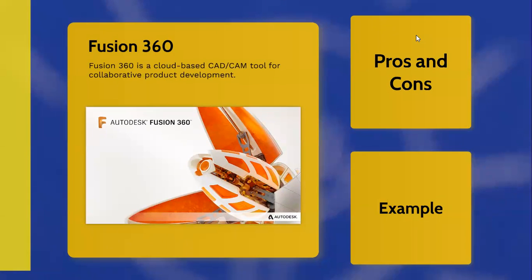Next is Fusion 360. Fusion 360 is a very precise cloud-based CAD CAM tool for collaborative product development. What all of that means is that essentially you can work with multiple people on a single design that is using professional grade 3D design software. And it can also be used to run machines as well.